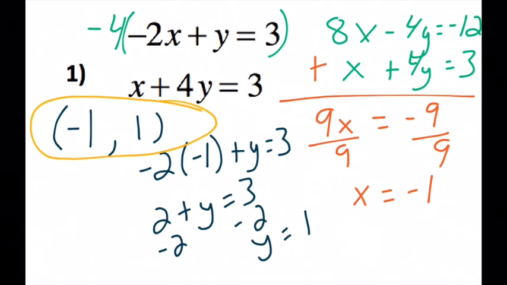So, does it matter which variable you try to eliminate first? No. I could have multiplied the top by negative 4 or the bottom by positive 2. I still get the same answer. My whole goal is to get opposite integers for one of the variables, so when I add them together, they go to 0.